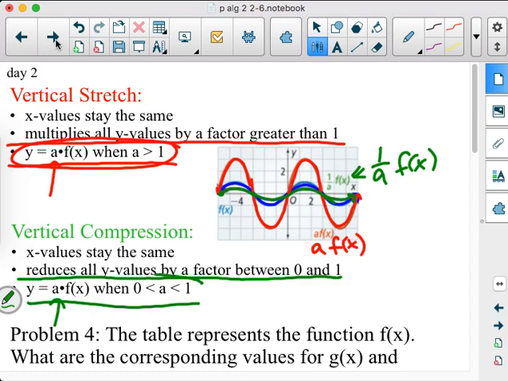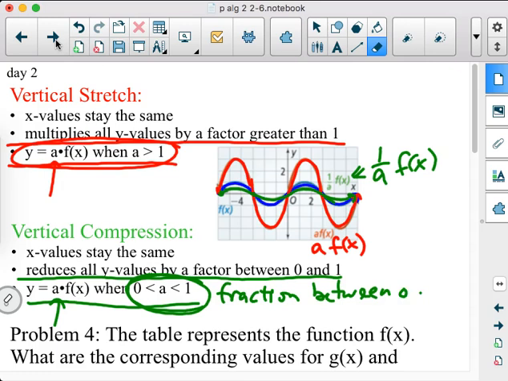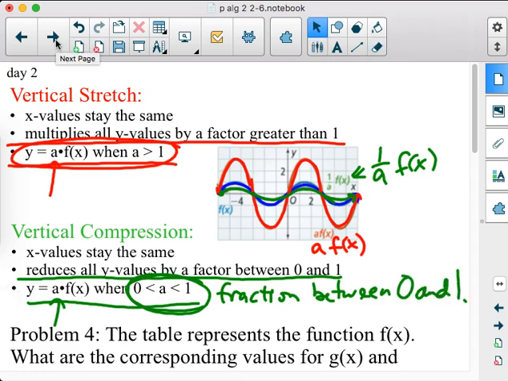Now, this is really nice math language right here, and it says that our number has to be greater than 0 and less than 1. We've talked about compound inequalities. We know that's what that says. But for most people, it helps to think about it as a fraction between 0 and 1. So if I see a 2/3 in front of my equation, I say, oh, that's a fraction between 0 and 1. That's going to be a vertical compression.